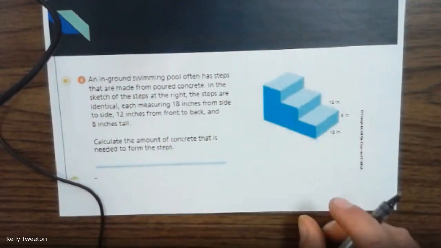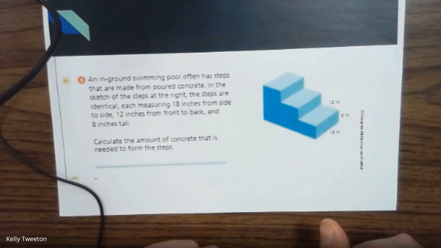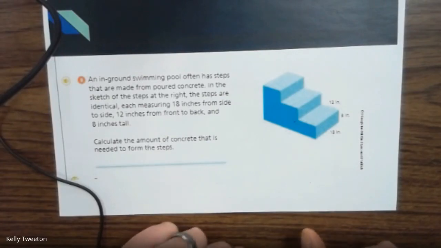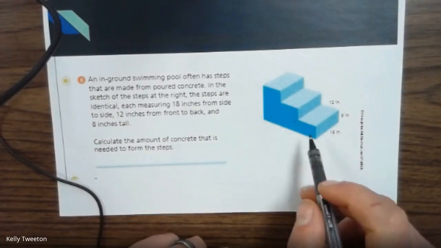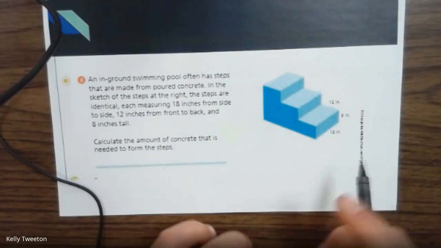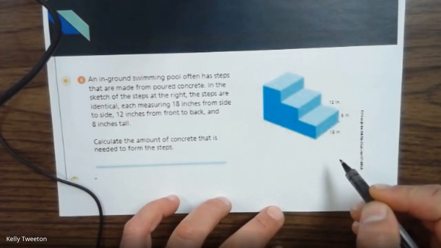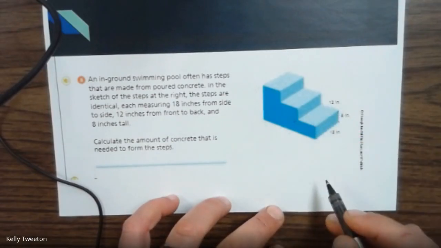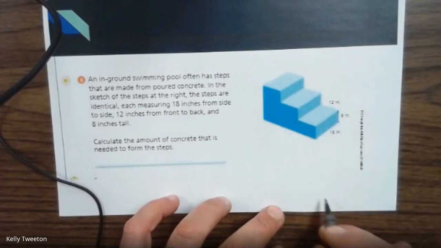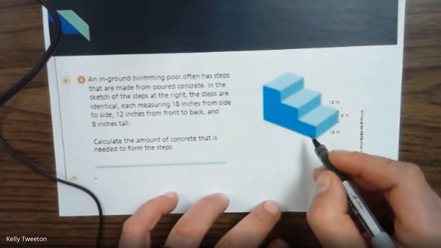So an in-ground swimming pool often has steps. These are made from poured concrete. In the sketch at the right, the steps are identical, each measuring 18 inches from side to side, 12 inches from front to back, and 8 inches tall. Calculate the amount of concrete that is needed for each step. So let's do the first step.